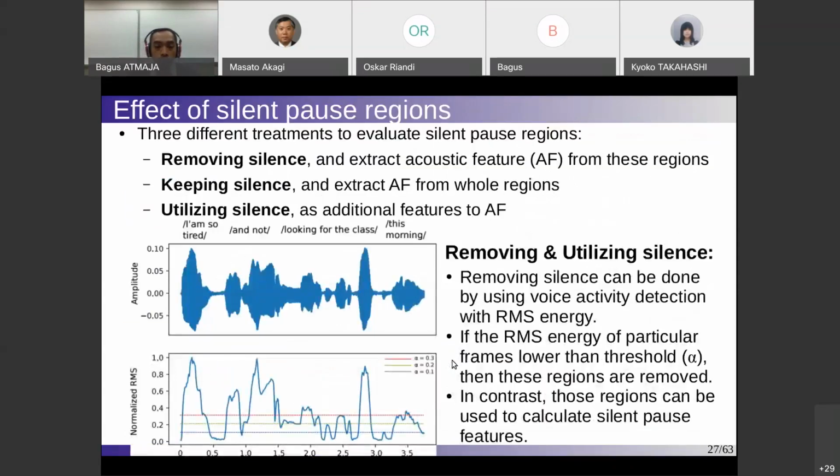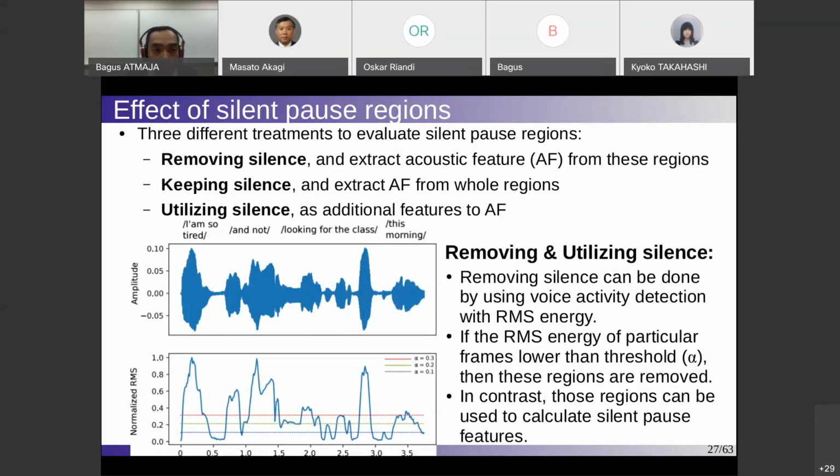And the next evaluation is the effect of such post-processing. In this case, I choose the effect of silence. So there are 3 treatments that can be conducted regarding silence in speech. First is by removing silence, and then extracting acoustic features from those silence-removed regions. And the second one is by keeping silence. This is the traditional way.